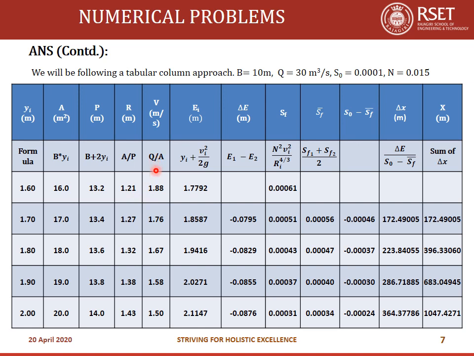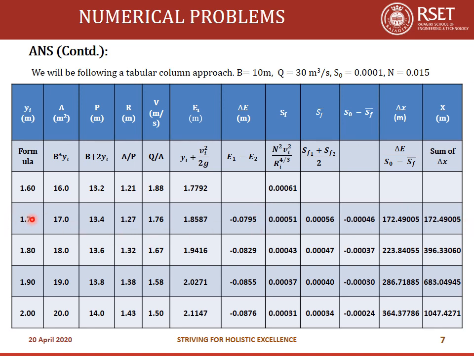Velocity is discharge Q divided by A, 30 divided by 16, we got 1.88 meter per second. Energy is 1.7792 meter by substituting this formula. SF is 0.00061 by substituting this formula. That's all that you will get for the first reading. Now the second reading onwards, we will get the values in all the columns.